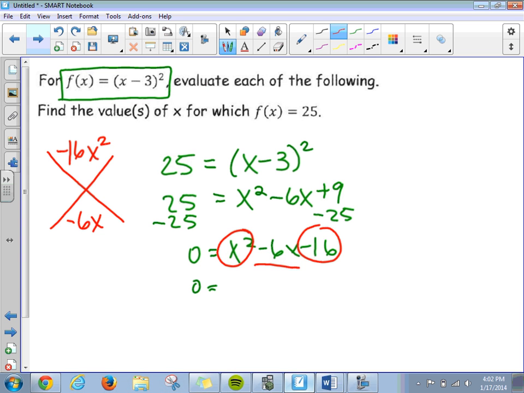Trying to figure out what multiplies to negative 16x squared, and then what adds to negative 6x. So I know if I'm multiplying to a negative, I need a positive number and a negative number. And then it looks like we're dealing with a negative 8x and a positive 2x. So from there I can take it and put it into my box.